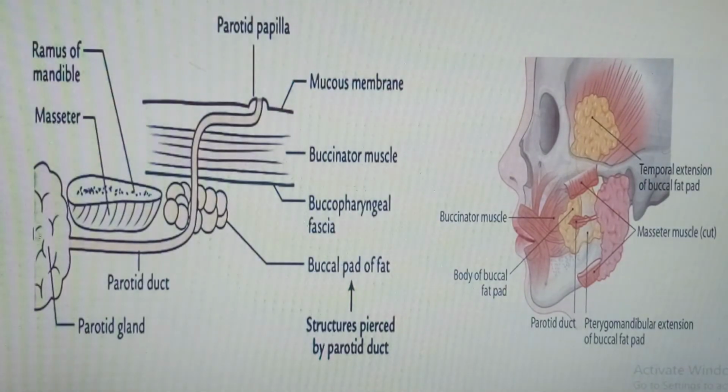There's the parotid gland, there's the anterior aspect of the parotid gland. So emerging anteriorly, we are going to have the duct of the parotid gland, traversing the masseter muscle, and then piercing through this fat, the buccal fat pad, going through the buccopharyngeal fascia, then through the buccinator muscle, and then through the mucous membrane to reach the crown of the second upper molar tooth, the maxillary tooth. So these are the structures. That's the buccal fat pad that we find over there.